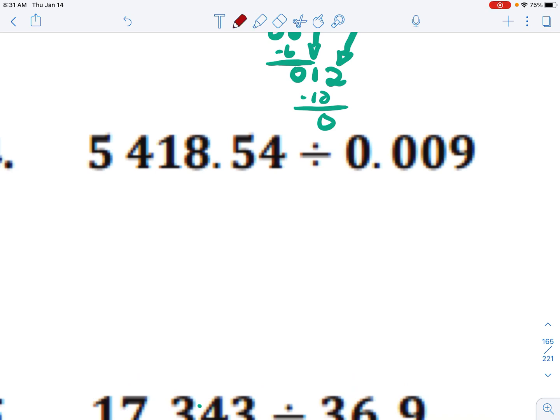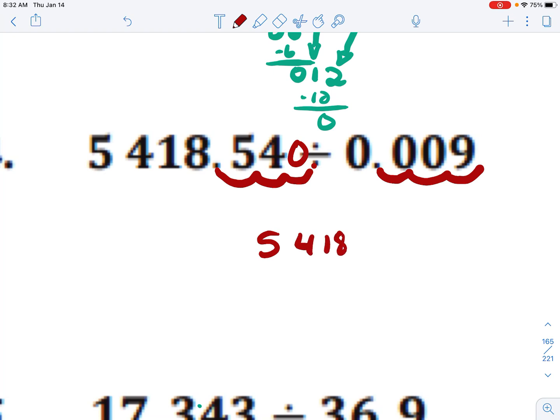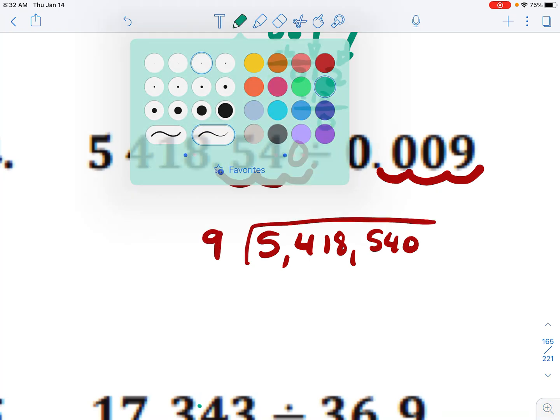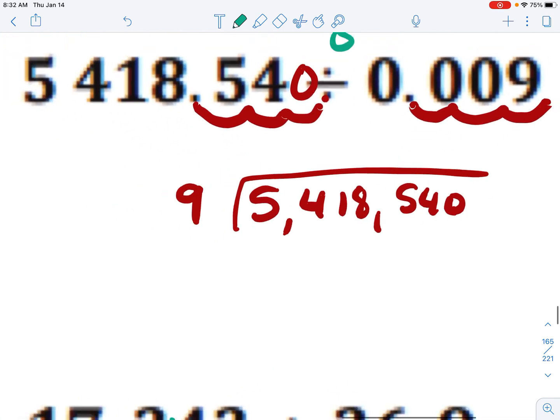Okay, number 4, I have 5,418 and 54/100 divided by 9 thousandths. Okay, I'm moving the decimal 3 times, so I have to do the same thing in the dividend. There's only 2 numbers after the decimal, so I have to add a 0. And my new problem turns into 5,418,540 divided by 9. Okay, big numbers, but this problem's really easy.